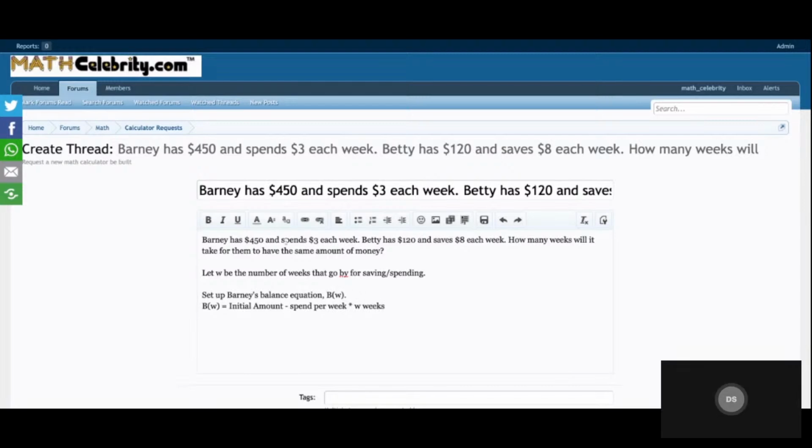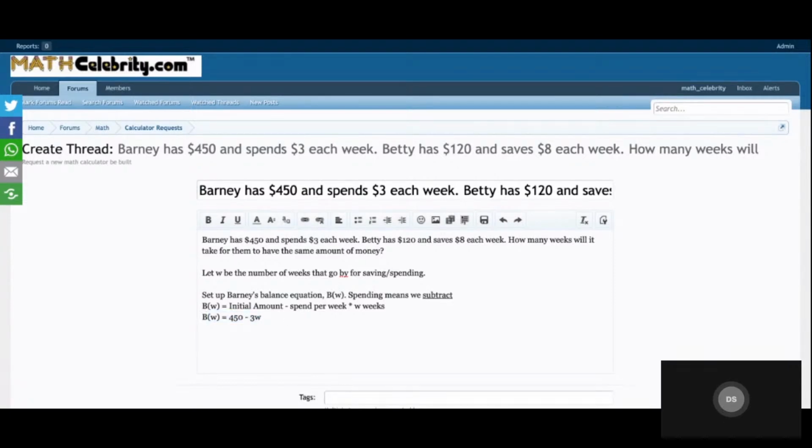Now it's important because the key word here for Barney is spends. Spending means we subtract. Okay, so B of W equals, Barney starts with 450 and he spends $3 per week with W weeks. So this is Barney's balance equation.